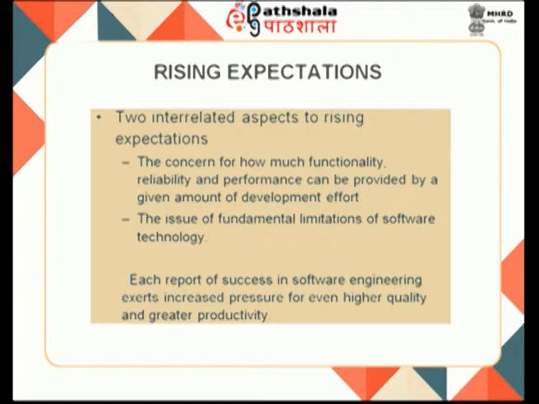However, while cost is generally well understood, the concept of quality in the context of software further needs a lot of discussion. So, with these rising expectations, we will try to understand two interrelated aspects of these expectations. One is the concern for how much functionality, reliability and performance the software can be provided by a given amount of development effort. The other concern is on the issue of fundamental limitations of software technology.